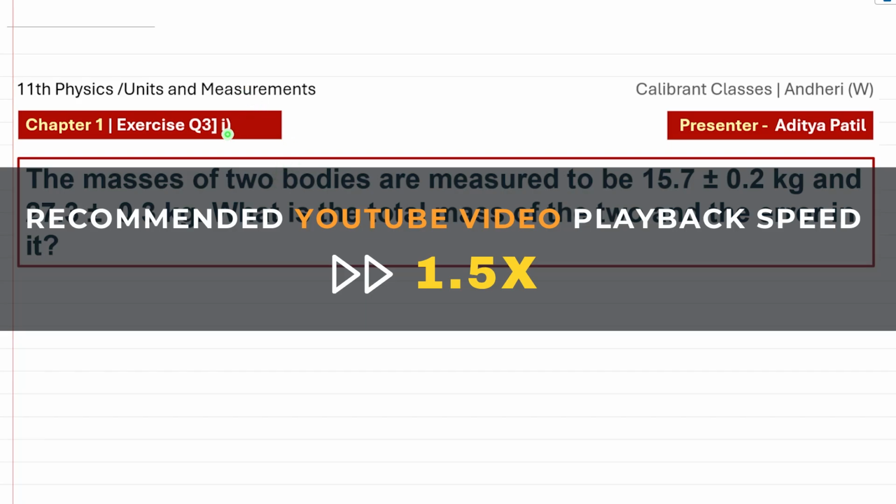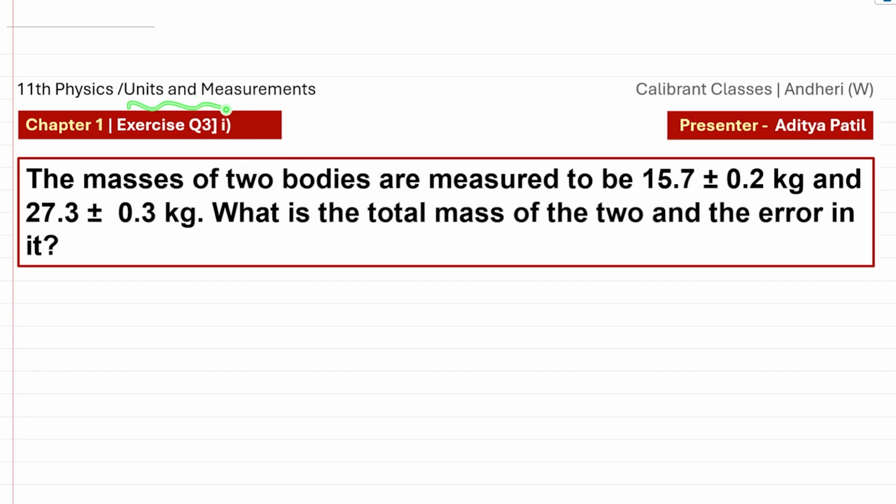Hi, in this video, we are discussing the first numerical from the exercise for the chapter Units and Measurements, which is the first chapter for the 11th standard physics. So let's get started. Now, in the question, we are observing the masses of two bodies. And when we were measuring the masses of these two bodies, these measurements didn't turn out to be perfect measurements. These measurements had some error associated with them.